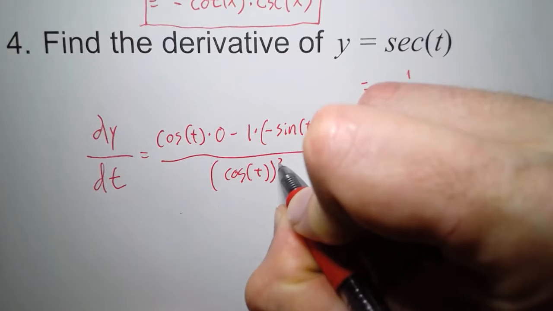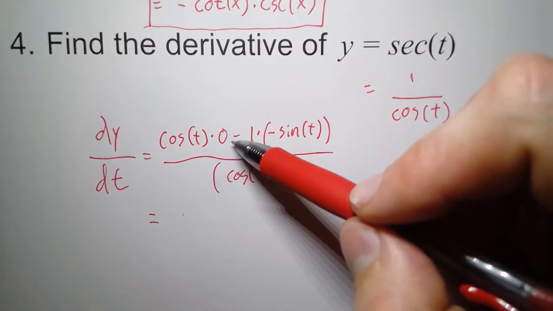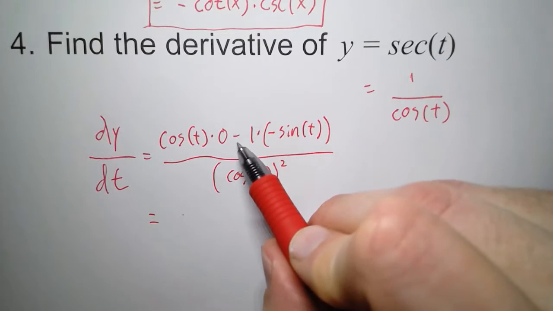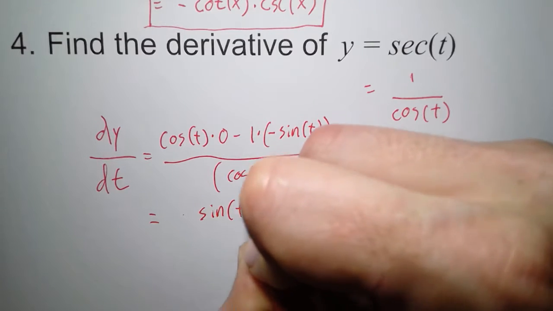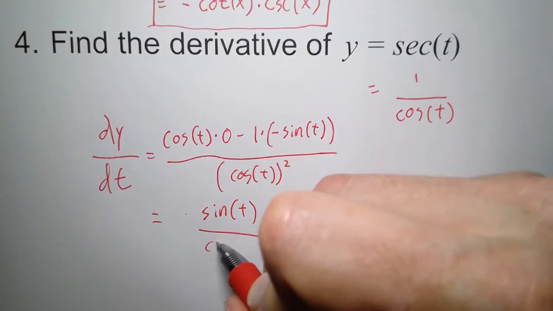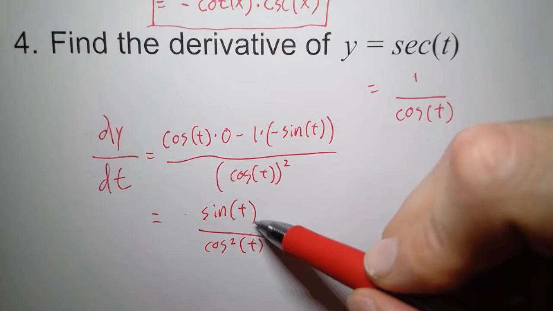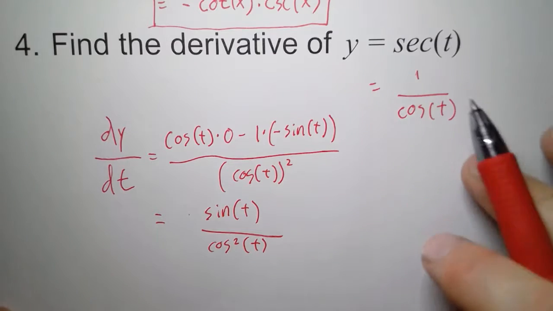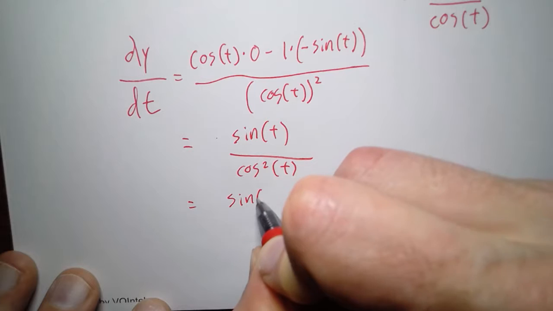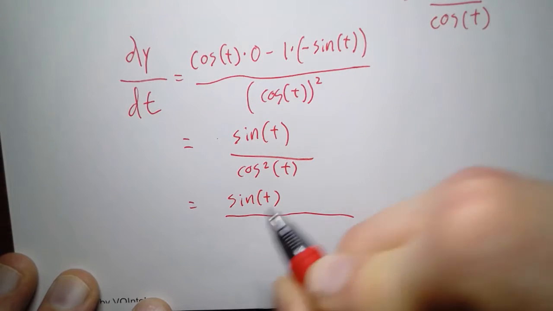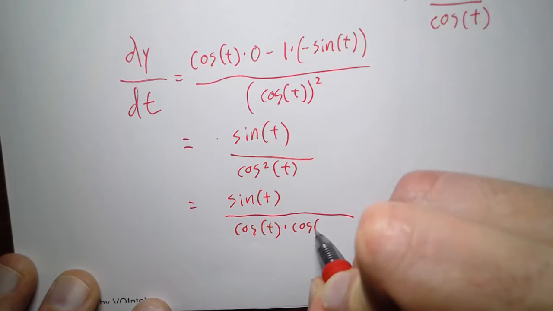squared. Like with number 3, this is being multiplied by 0, so it's going to go away. Here we have a negative times a negative, so we're left with a positive. So sine of t over cosine squared of t. Now, similar to number 3, we're going to break this up into two separate fractions. So we're going to write this as sine of t over cosine of t times cosine of t.